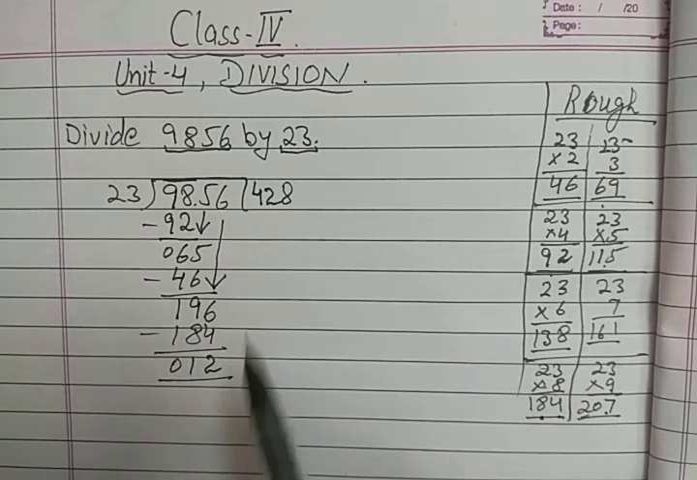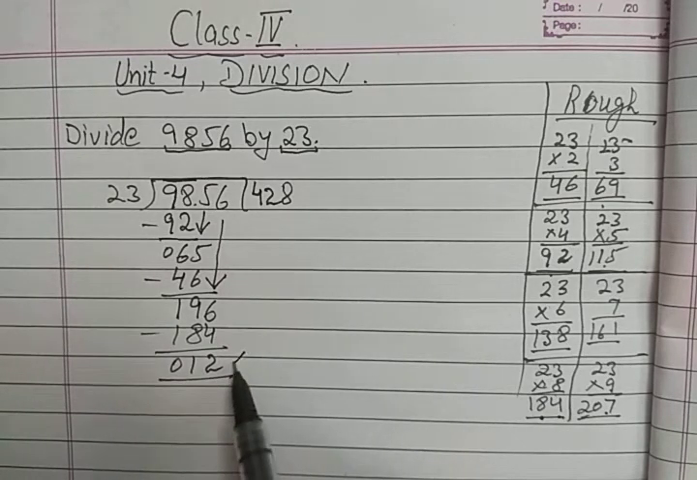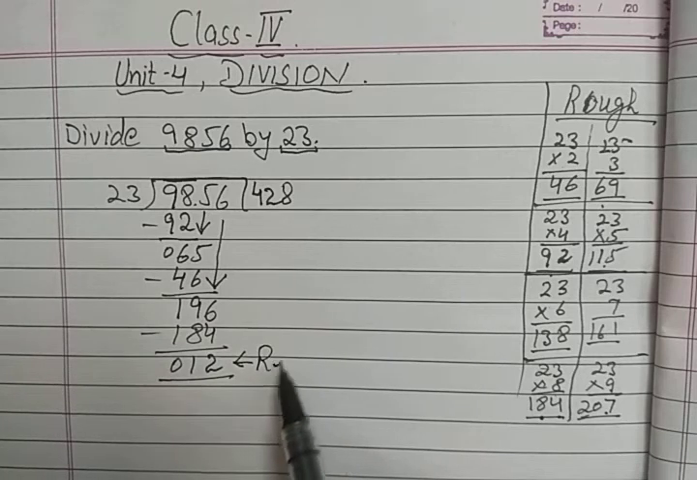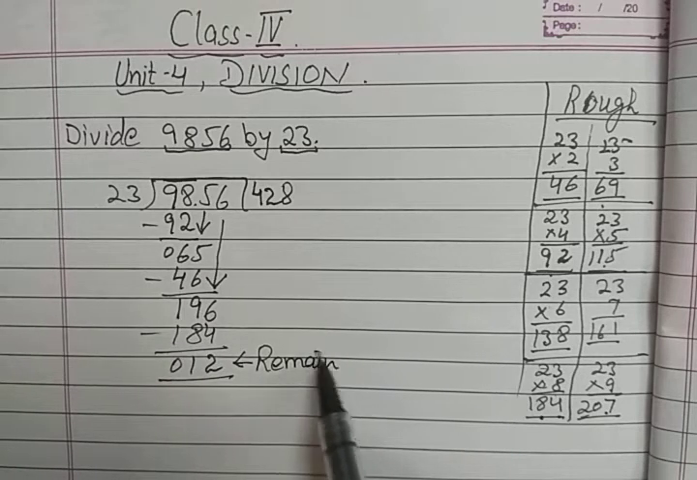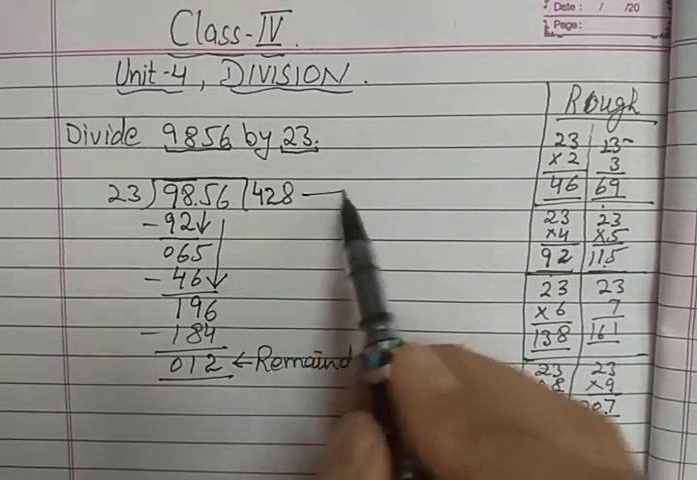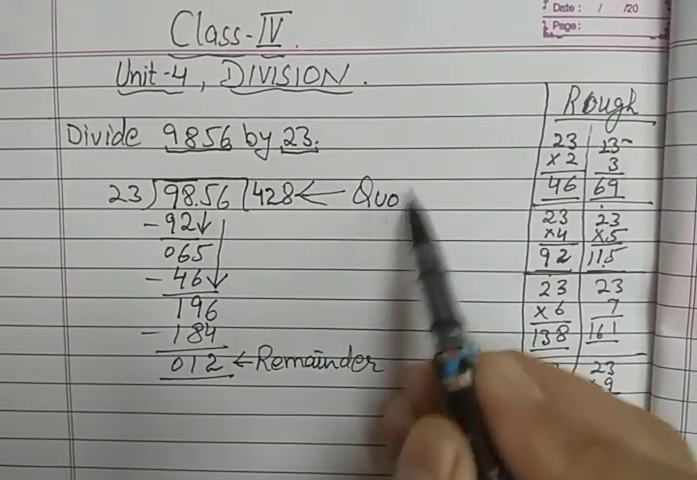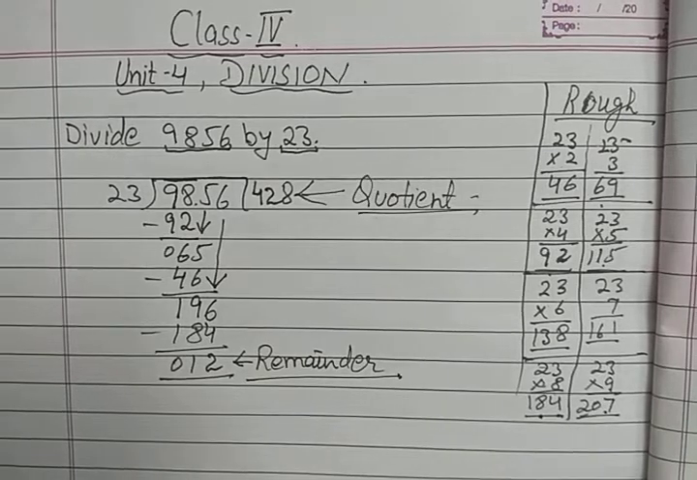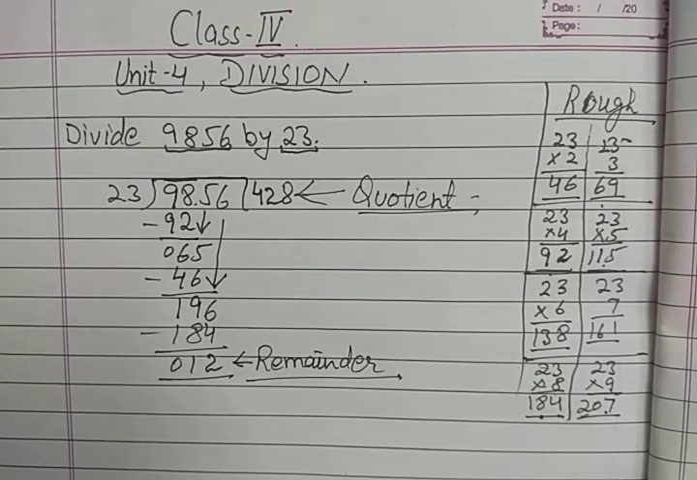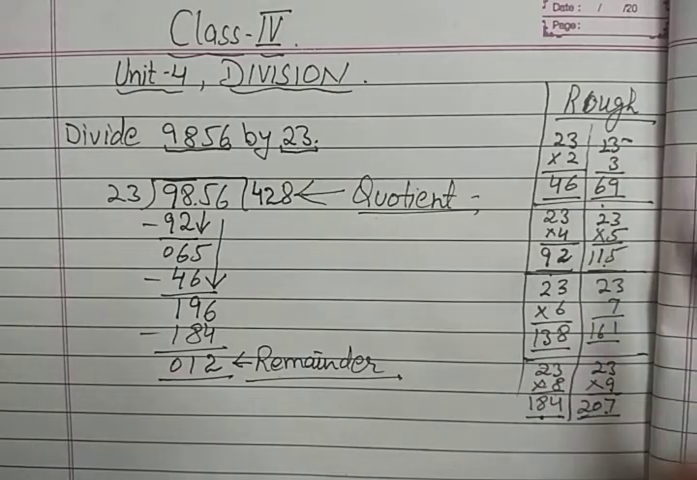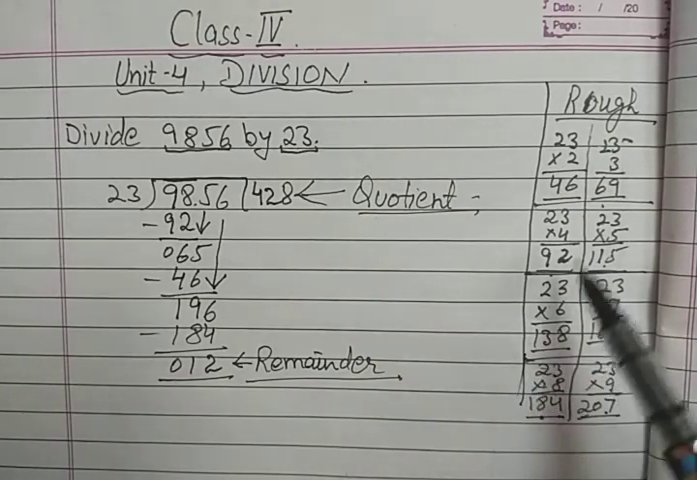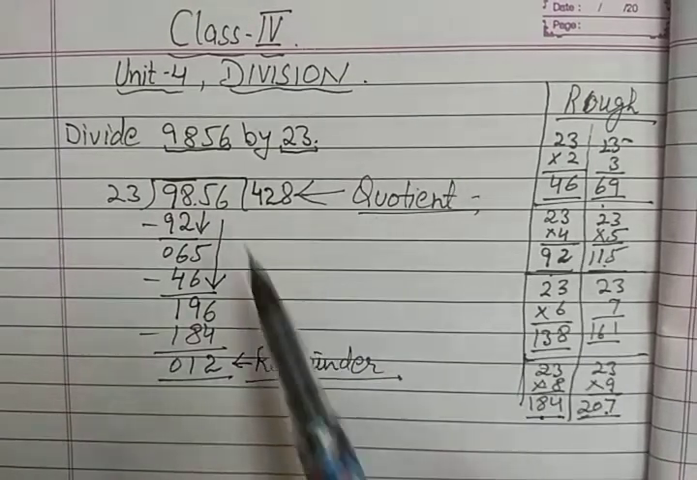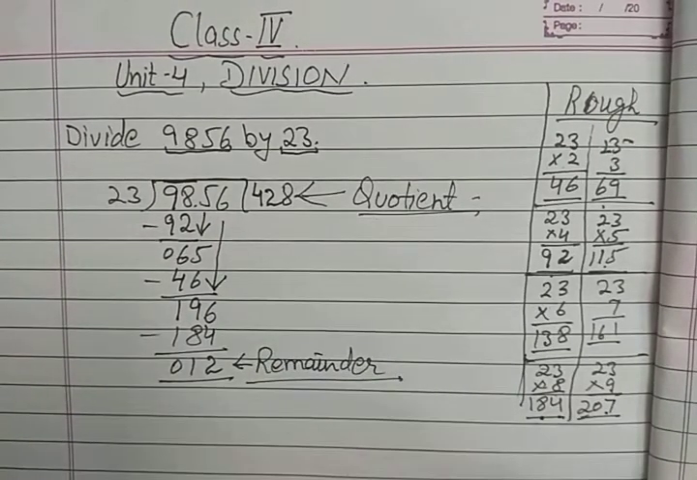So this is our remainder. So here is the remainder. And this is our quotient. Now I hope that you will find it easier after making the table on the right side in your rough part. You can easily do the division by a 2-digit number.